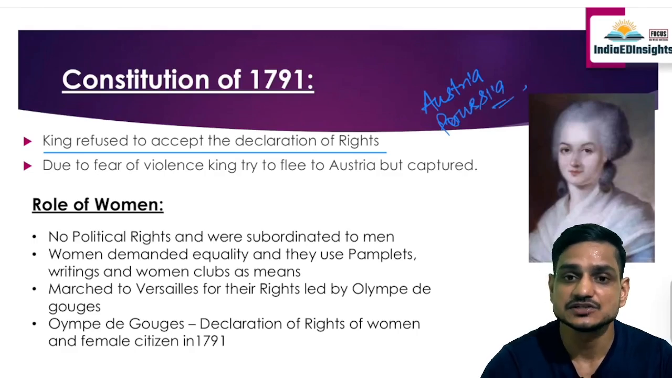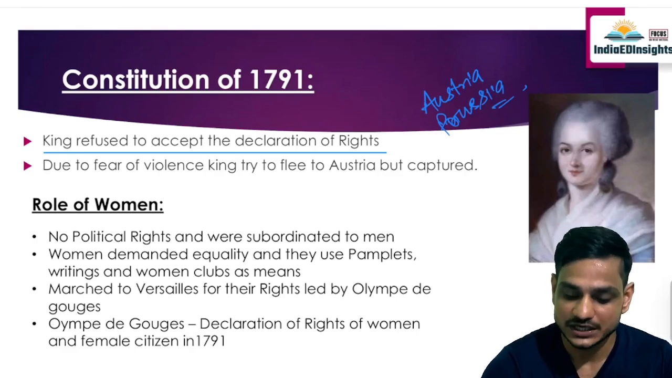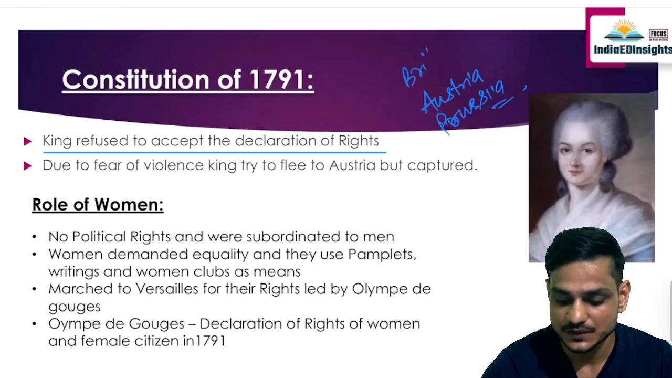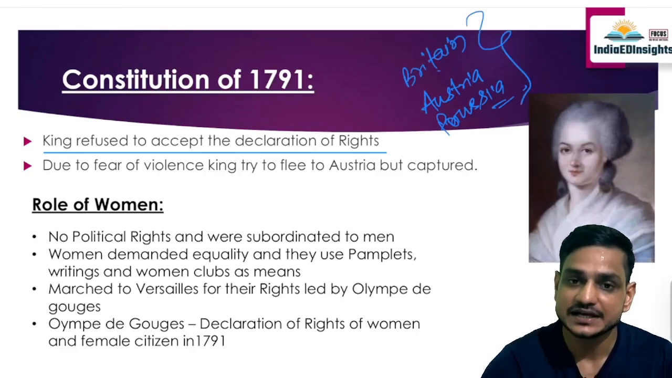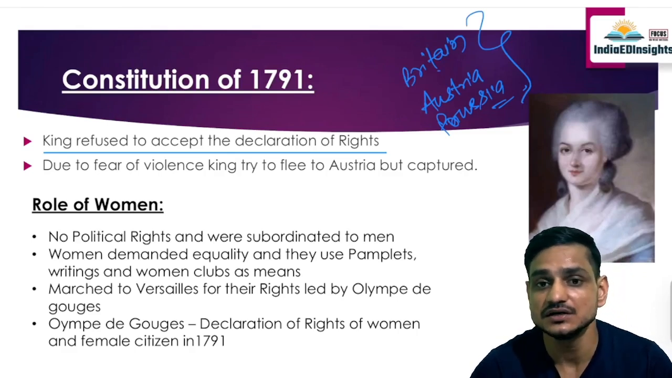So the neighboring countries of France at that time, there was no Germany, there was Prussia, Austria, Britain. All these countries also had absolute monarchy. So these countries were monitoring the situation in France.